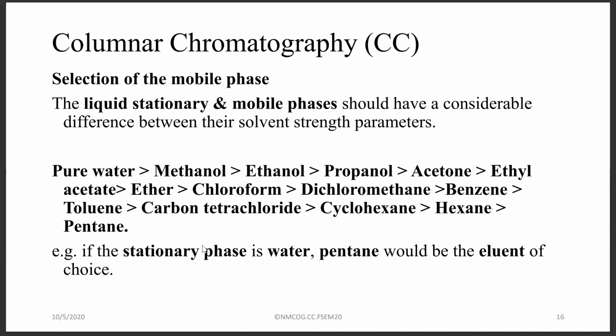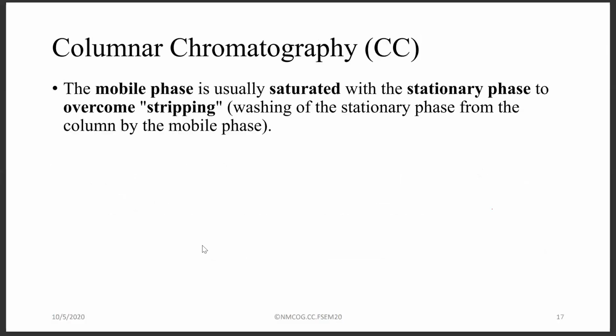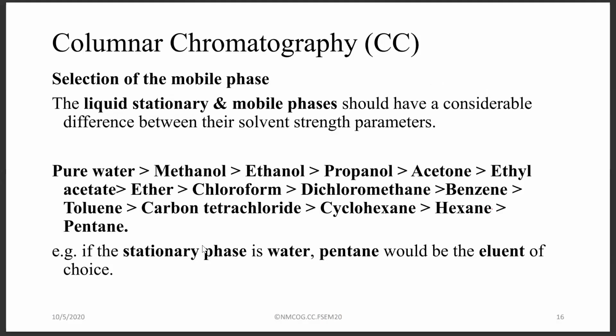So we'd want to use it when we have something which is relatively polar, so that it can move together with the water and eventually be eluted. So these are just the differences. Pure water is the most polar, and here we have pentane as the least polar. So if the stationary phase that we're using is water, we want pentane to be our eluent of choice.